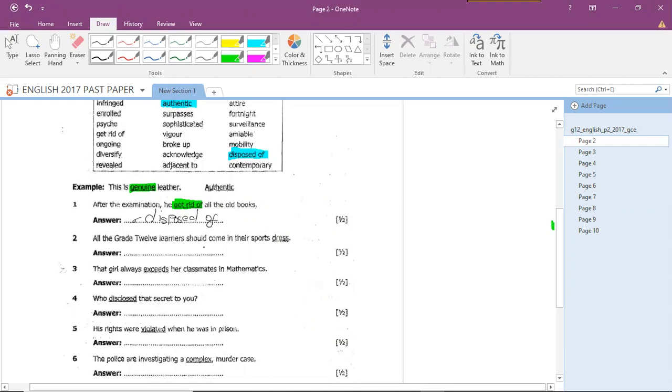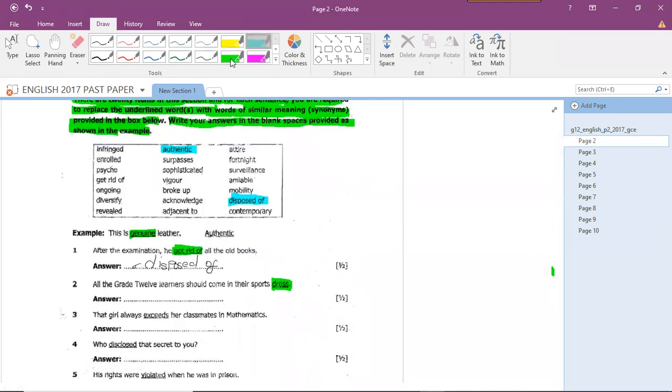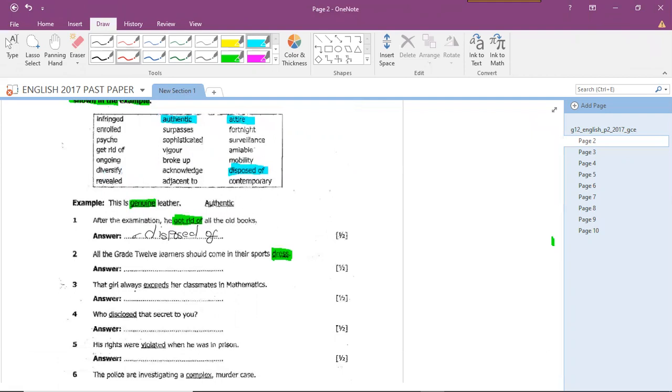all the grade 12 learners should come in their sports dress. So which word is synonymous with the word dress, something that rhymes with uniform? So you start reading through the words. Okay, infringe, enrolled, etc. The word here that's close to a dress or a sports dress is attire. So the synonymous word here has to be attire. So you highlight it there with your pen and you write the answer here so that you keep track of your progress. So you say attire, like so. So we move on.